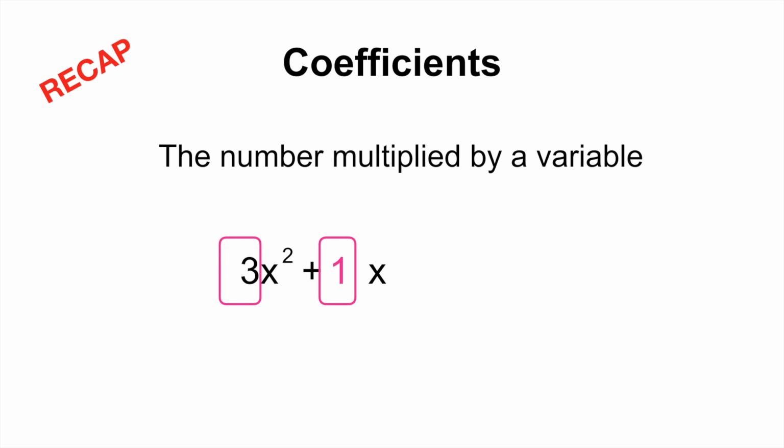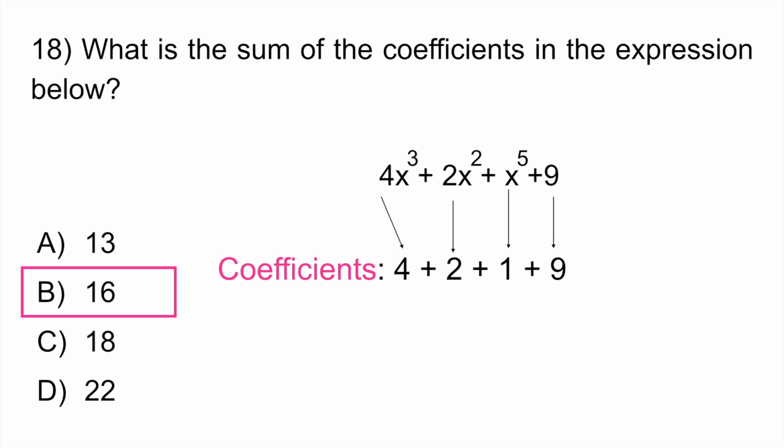Okay, so if I asked you to find out the sum of these coefficients, it would be 4. So in this case, what is the sum of the coefficients? Now it's very easy, right? Here the coefficient is 4 plus 2. Remember there's a 1 here, plus 9. The total is 16.